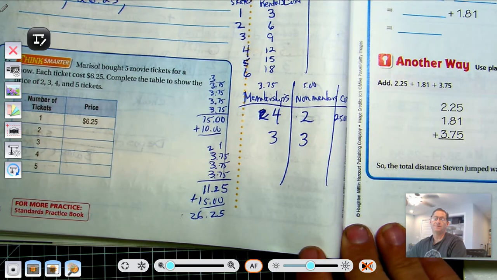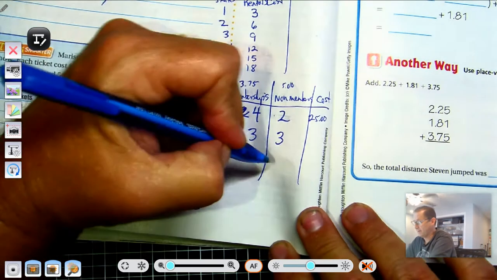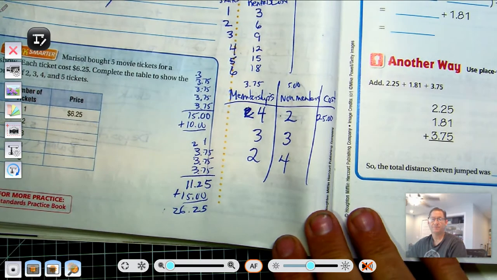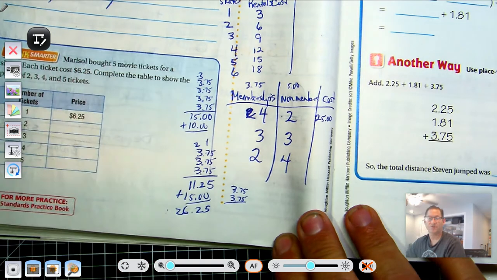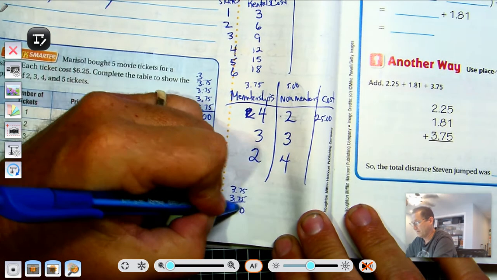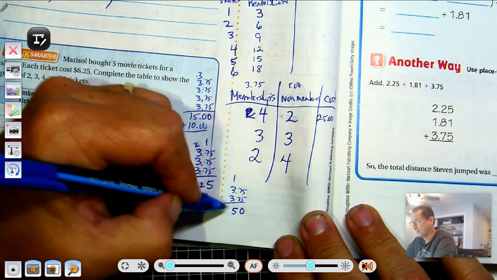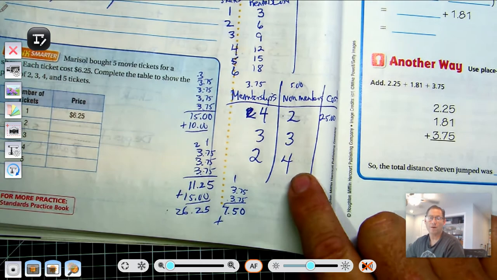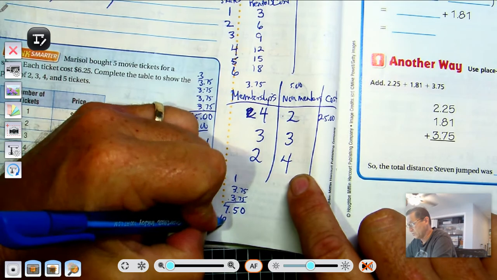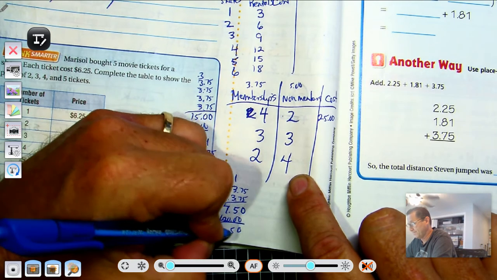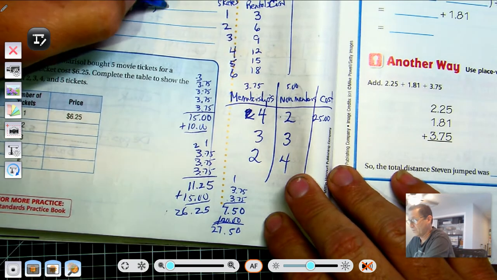What if there was 2 members, only 2 memberships, and 4 non-members? Well, if there was 2 members, it would be 3.75 plus 3.75. 75 and 75 is $1.50. 3, 6, 7.50. Plus 4 non-members, 5, 10, 15, 20. So 20 plus 7.50 is 27.50.